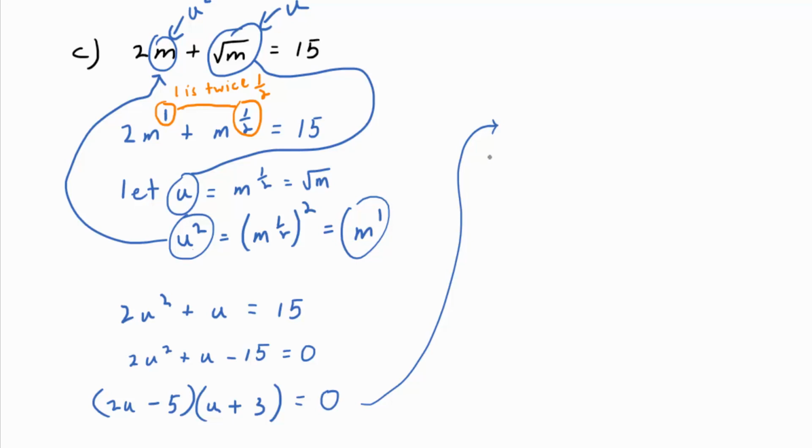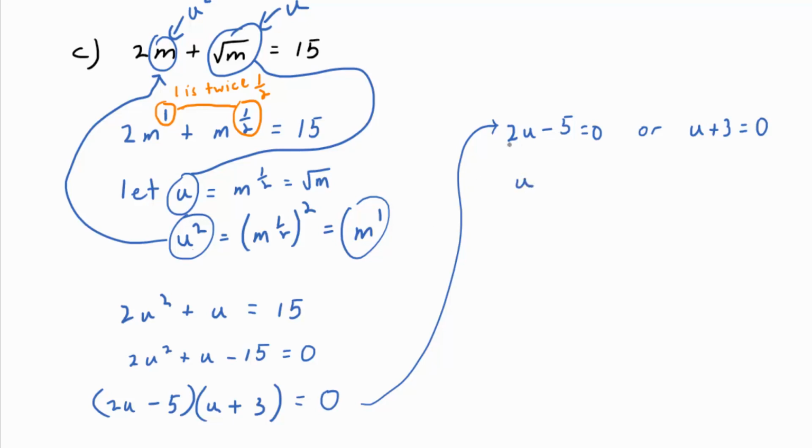What do you do with both factors? Set them equal to 0. 2u minus 5 equals 0, or u plus 3 equals 0. If their product equals 0, then one or the other factor equals 0. Now solve both of those. What do you get?